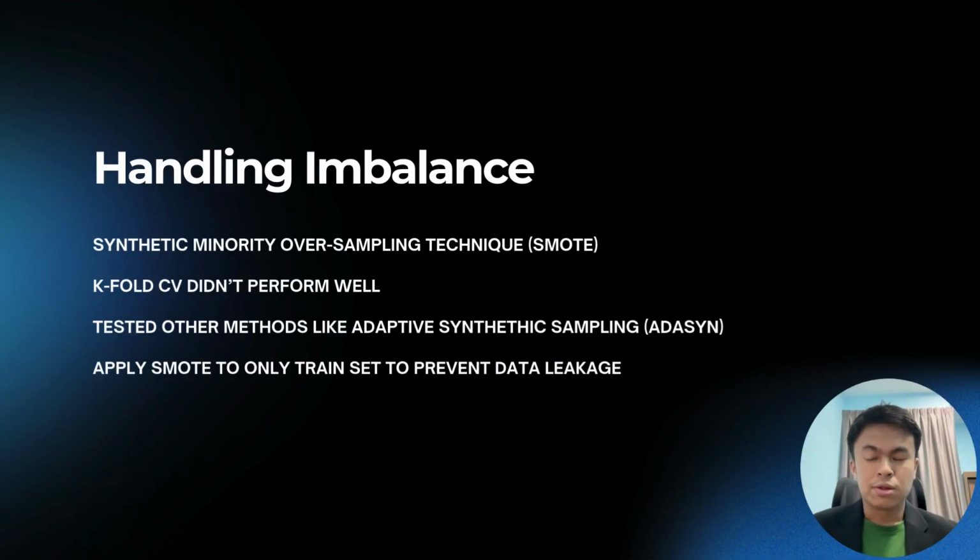So one last step before we create our models is to handle the imbalance in our dataset. We tested different methods like cross validation and adaptive synthetic sampling, and also others like SMOTE-ENN. But we found out that SMOTE has a better result overall. So we decided to go with SMOTE.